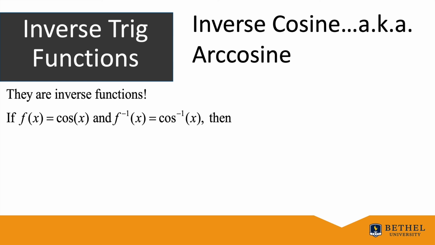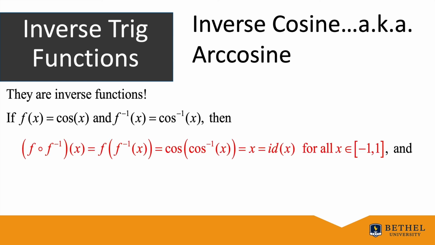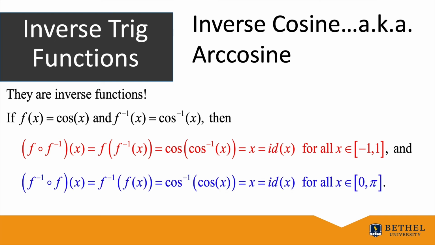Let's confirm that using composition. If f of x equals cosine of x and f inverse of x equals inverse cosine of x, once again the -1 is not a power in either case, then we can say f compose f inverse of x equals f of f inverse of x equals cosine of inverse cosine of x equals x, which is the identity function applied to x for all x between -1 and 1, and we can also reverse the roles of f and f inverse to say the same thing, but this time for all x between 0 and pi. Make sure you take the time to think about this.